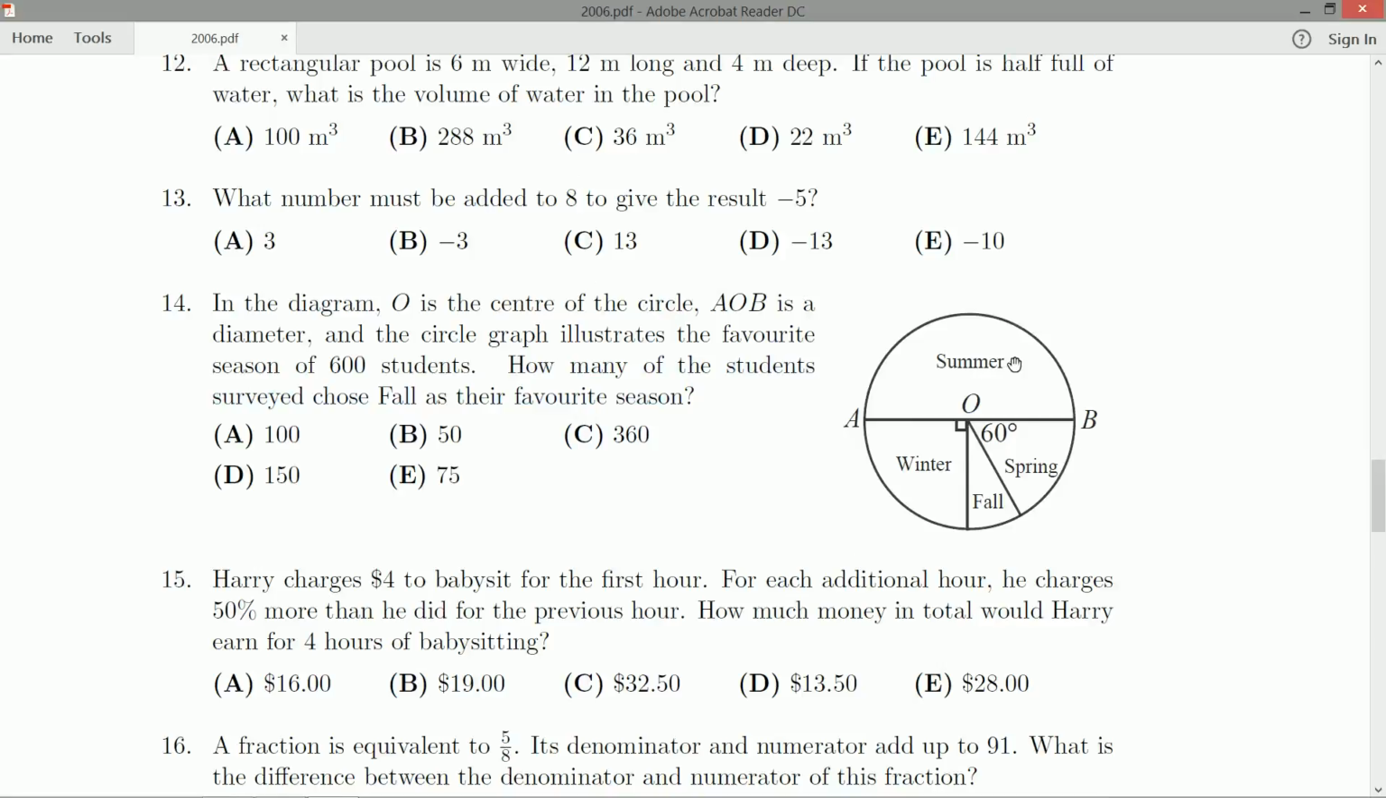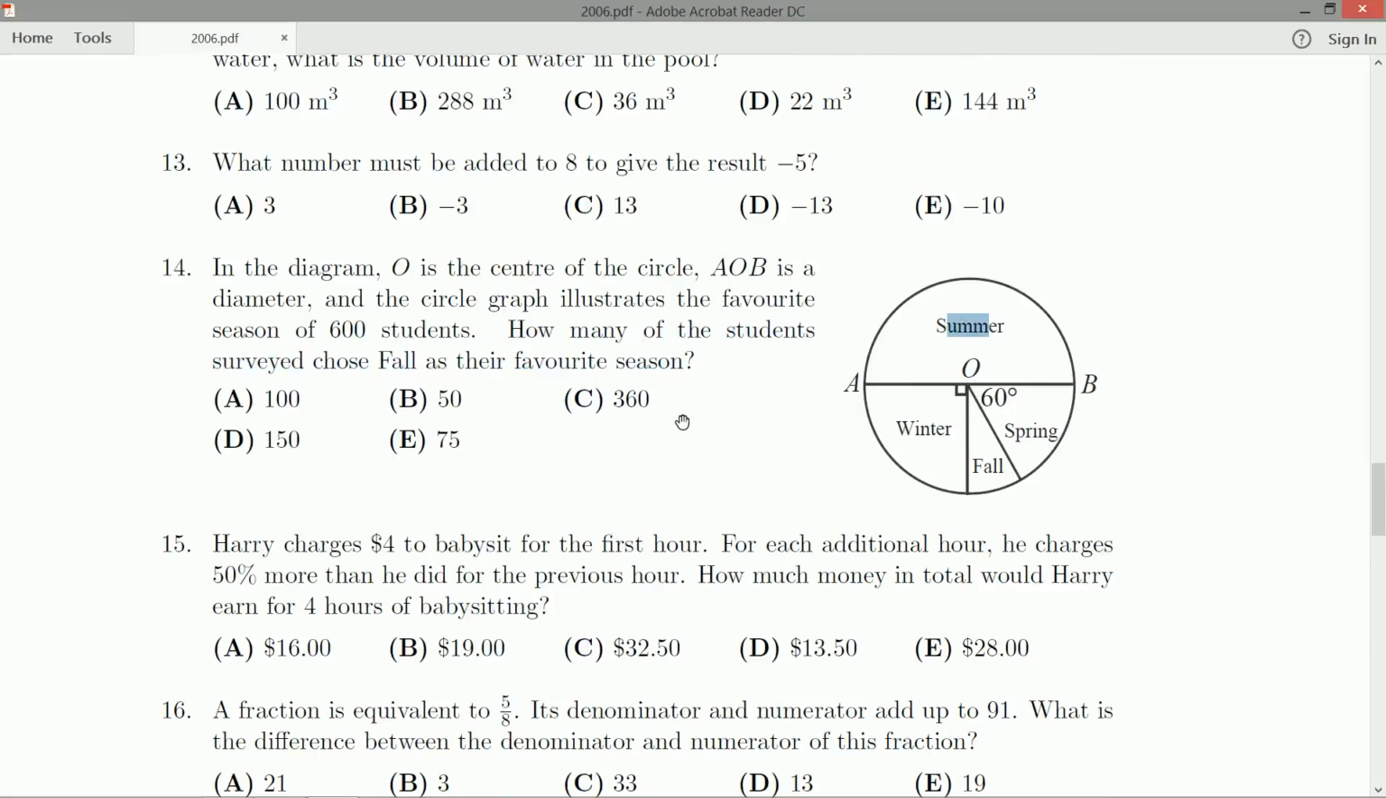So we got summer here, winter, spring, fall. Personally, I'm a winter or fall person myself. I find it's a little too warm in summer, but that's neither here nor there. How many students surveyed chose fall?